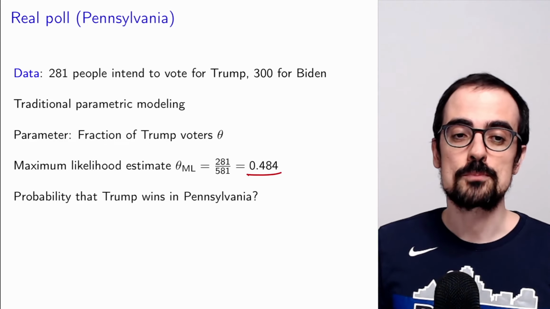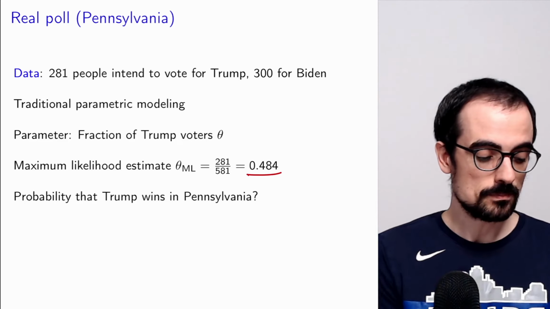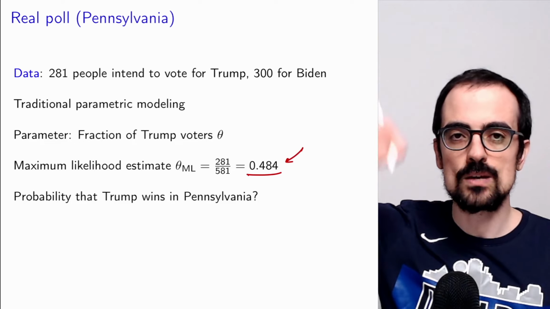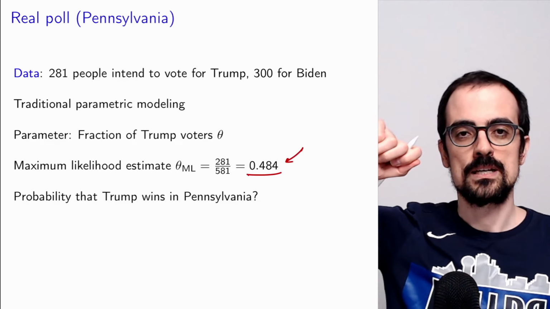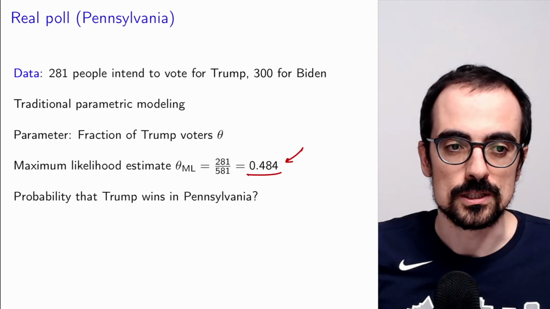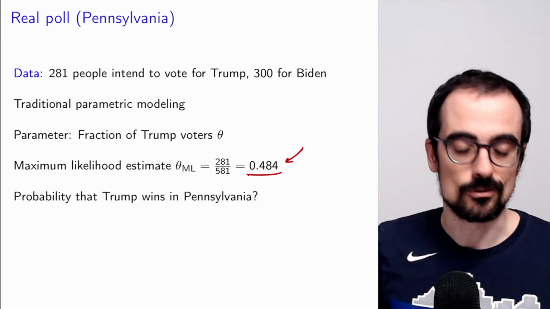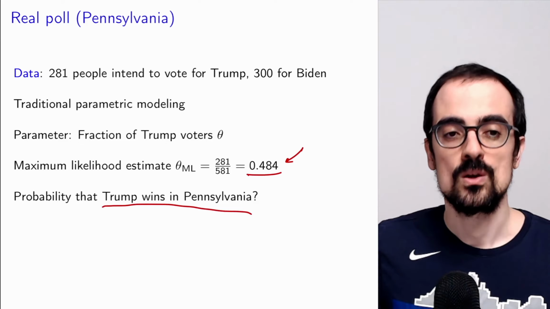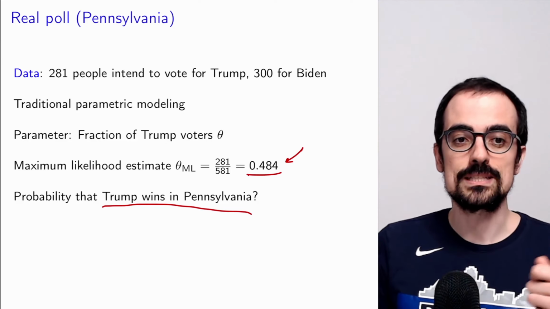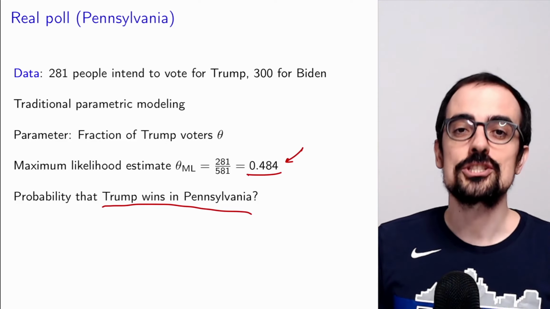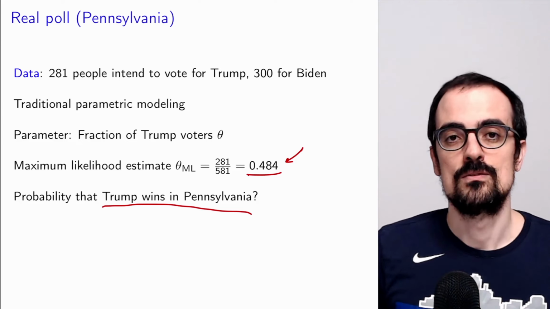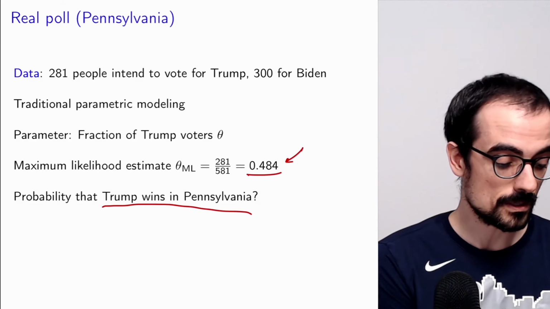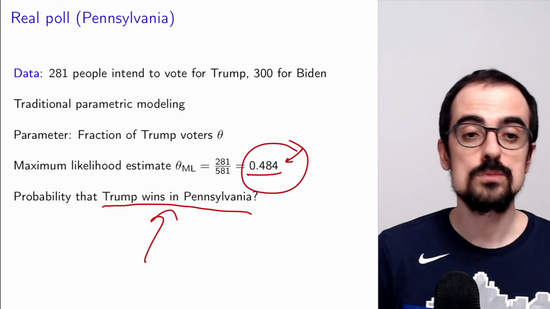So what does this probability tell us? This probability, 48.4%, tells us the probability that if we pick anyone at random in Pennsylvania, they turn out to be a Trump voter. But that's not what we're asking, right? We're asking what is the probability that Trump wins in Pennsylvania. What does that probability refer to? What is the probability that the day of the election, more than half of the people vote for Trump? So if we're highly confident in this number, then this probability would be very small.